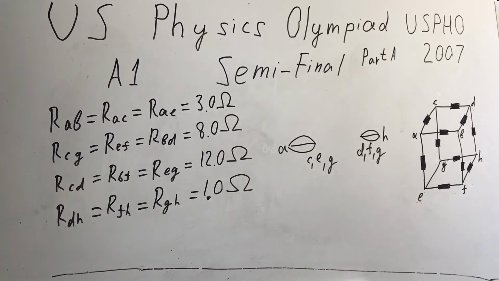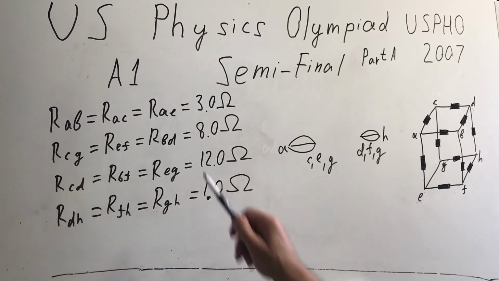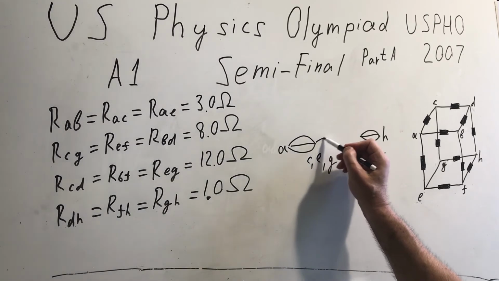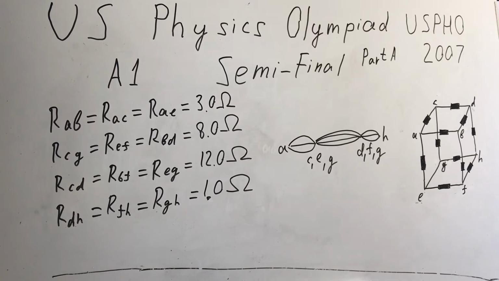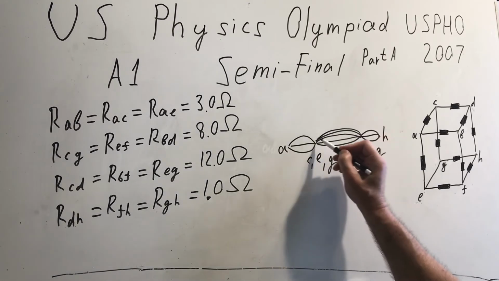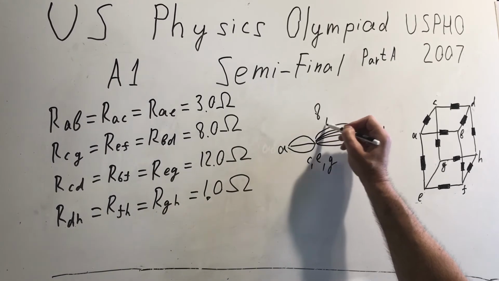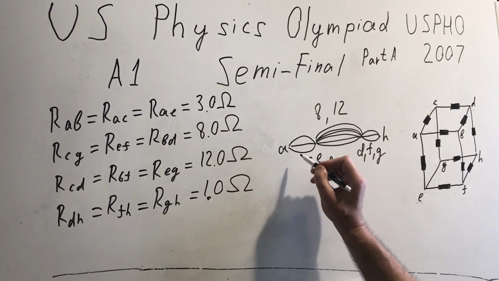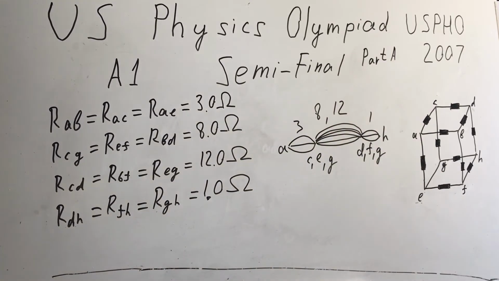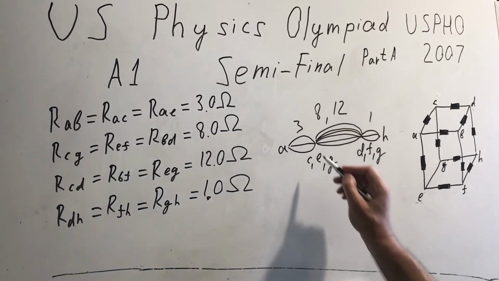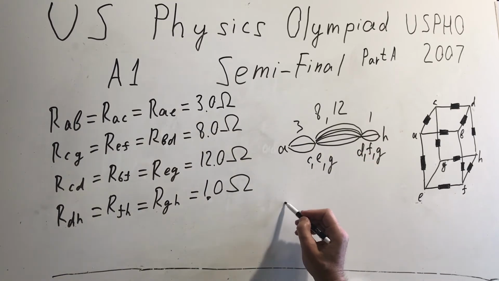And now we have these 3 resistors and these 3 resistors, they are very symmetrical, so they are just connected in parallel between these 2 nodes. So we have 3 of them with resistance 8 and 3 of them with resistance 12. This is 3, this is 1. So to solve this problem, for this part we have resistance 1 ohm.